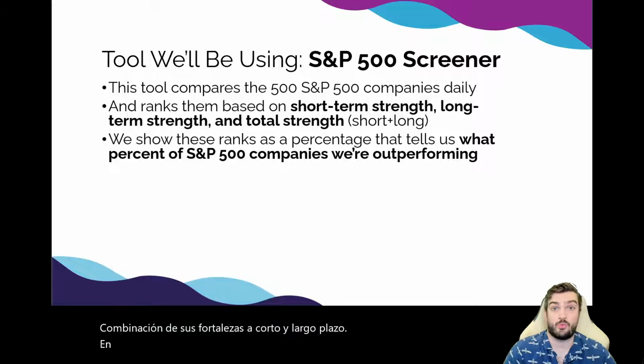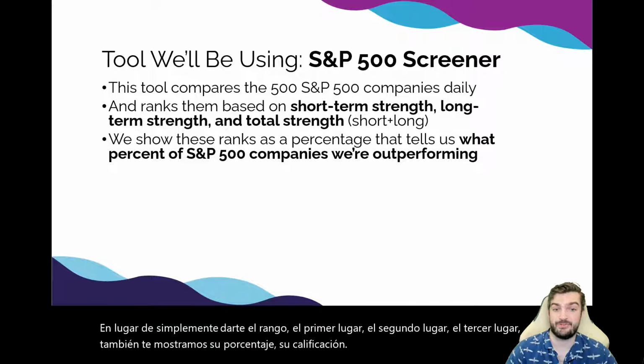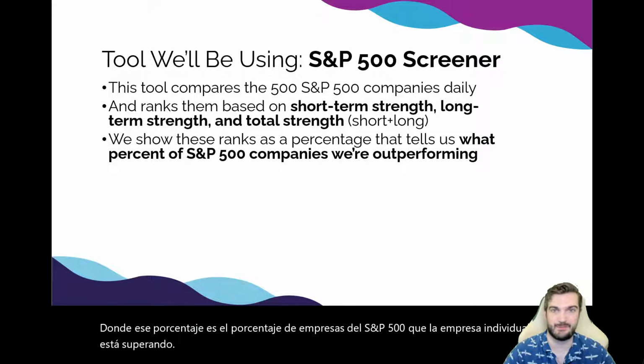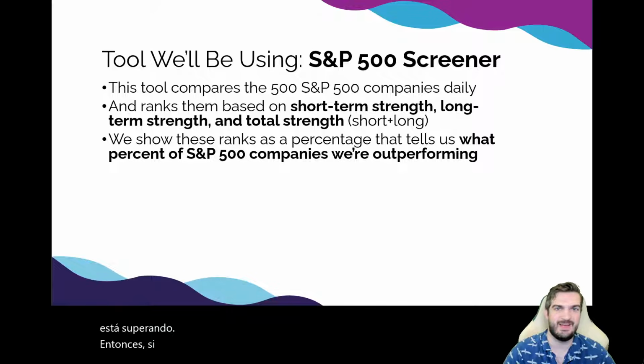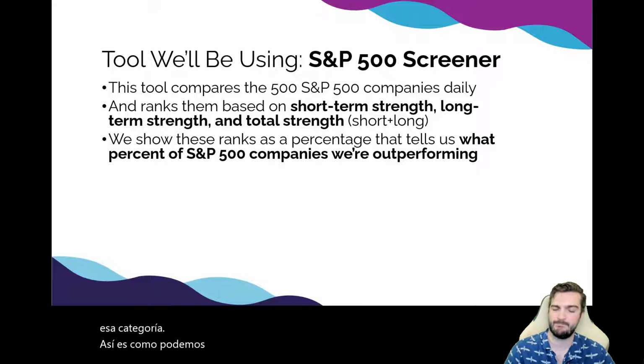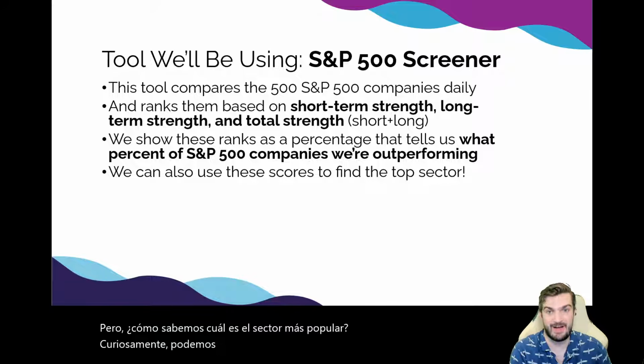Instead of just giving you the rank, first place, second place, third place, we also show you their percentage, their grade, where that percent is the percent of S&P 500 companies that individual company is outperforming. So if you see 93%, that means that company is beating 93% of the S&P 500 for that category. So that is how we can find the hottest company. But how do we know the hottest sector? Well, funny enough, we can use that same information to find the top sector.